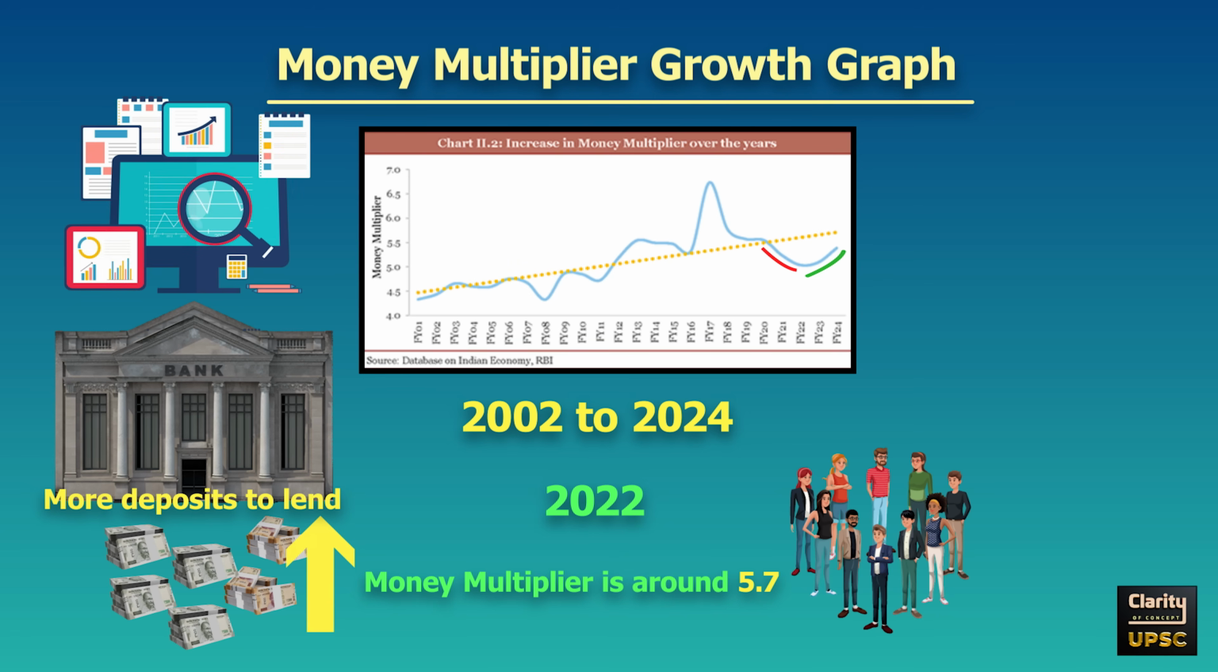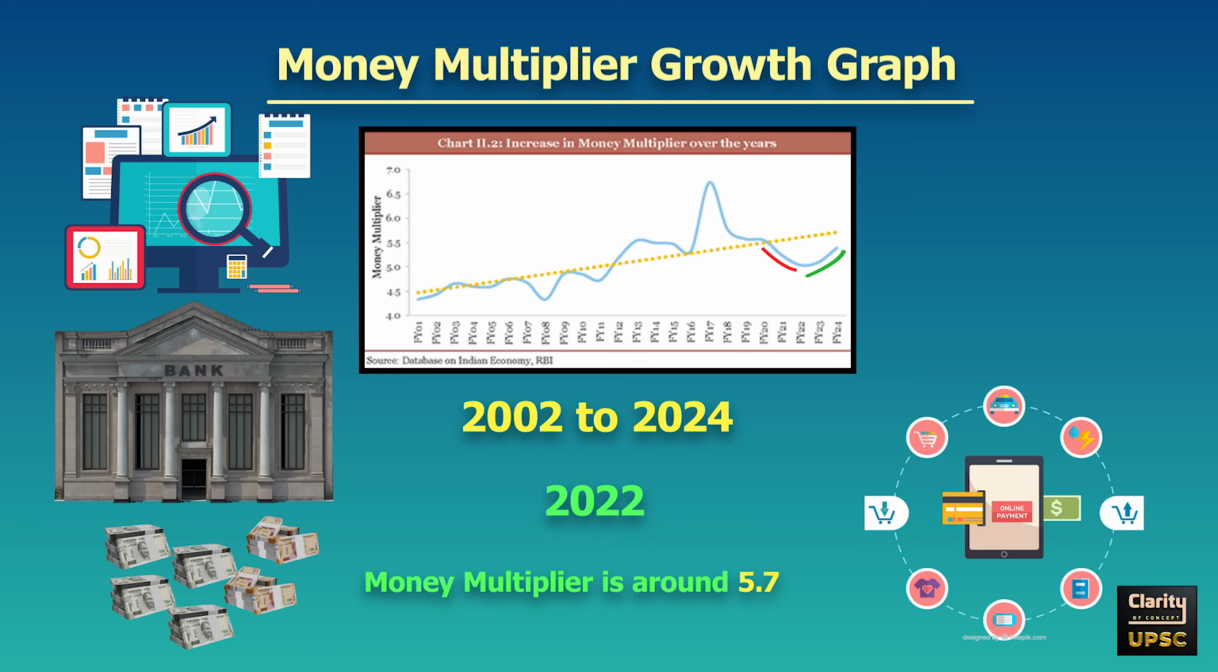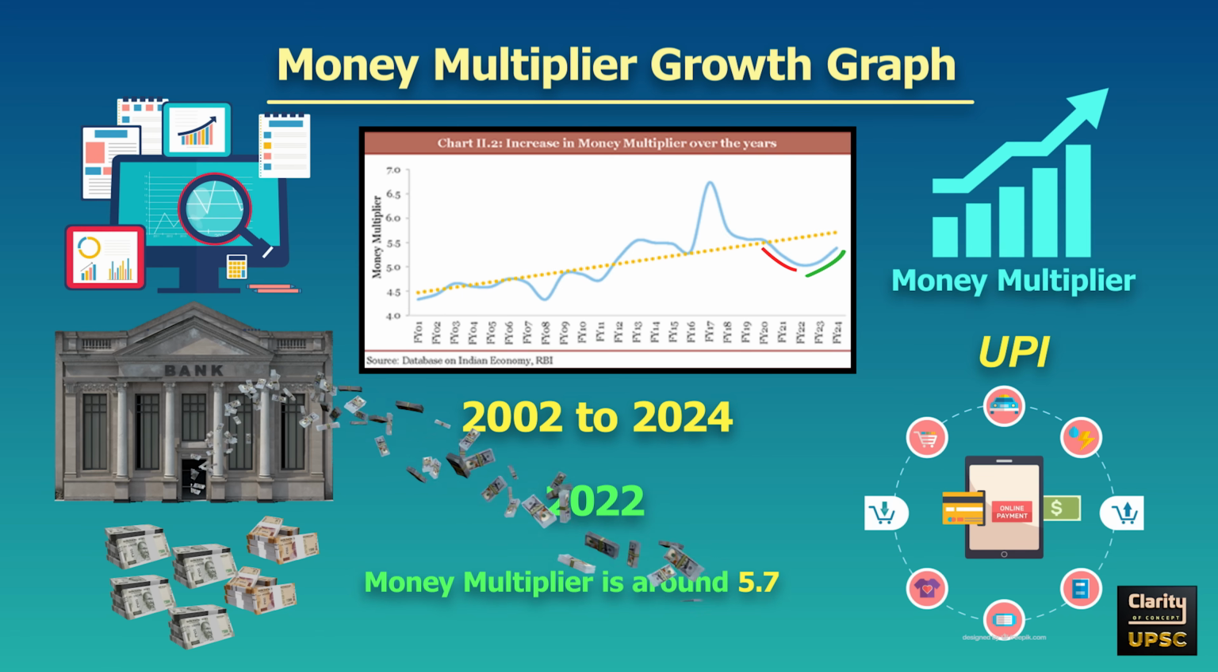More formalization of the economy also helps. Today, digital payments and UPI are growing fast. This keeps money moving through banks instead of cash. In the future, this can push the money multiplier even higher.